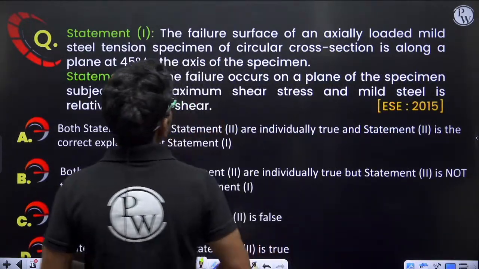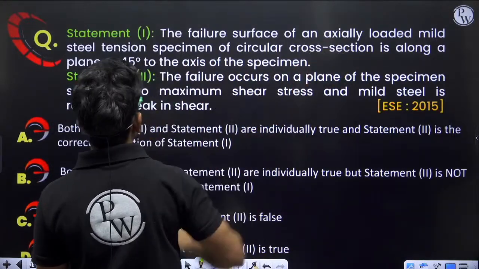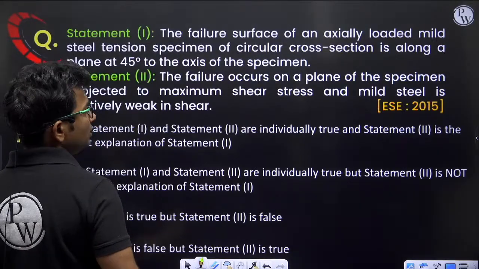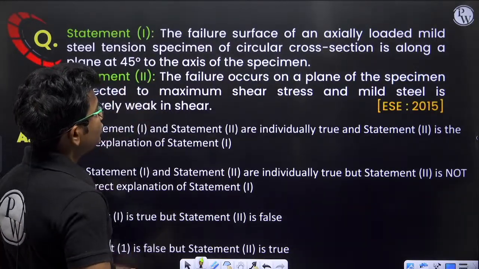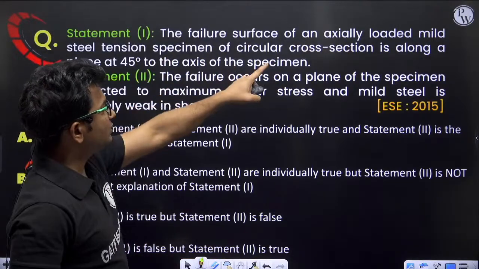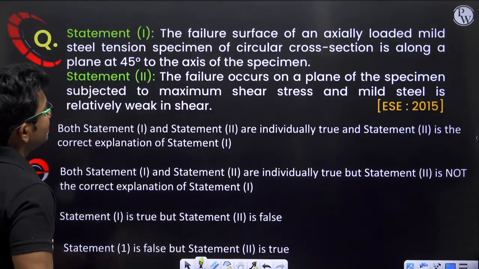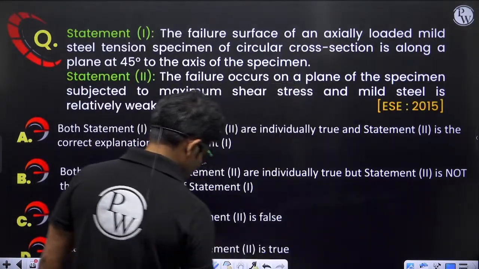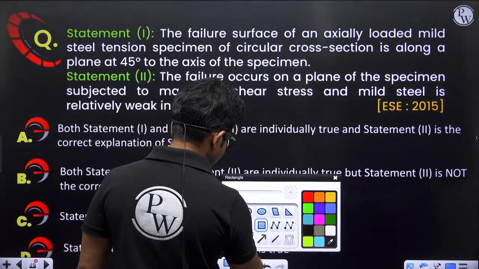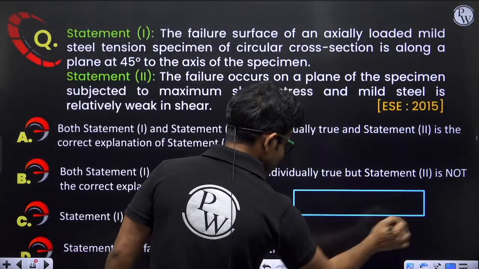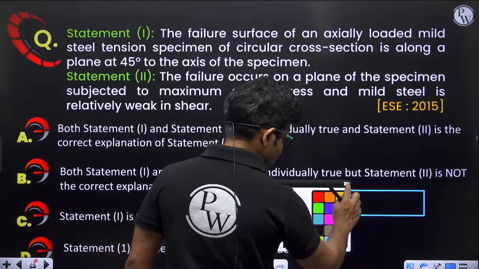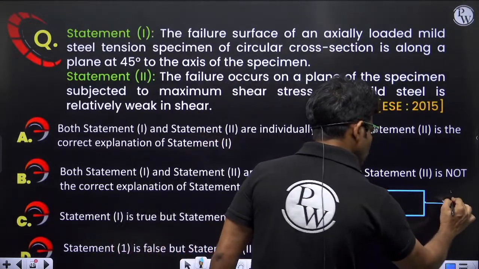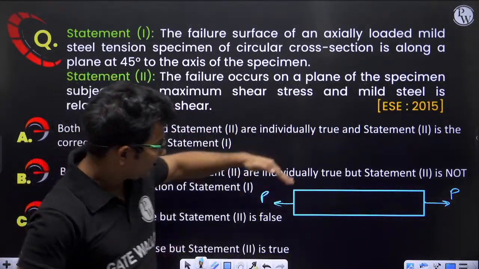Statement 1. The failure surface of an axially loaded mild steel tension specimen of circular cross section is along a plane at 45 degree to the axis of the specimen. Axially loaded, we are having mild steel specimen. This is the mild steel specimen. It is subjected to force in axial direction like this. So the question is saying that failure plane is at 45 degree.